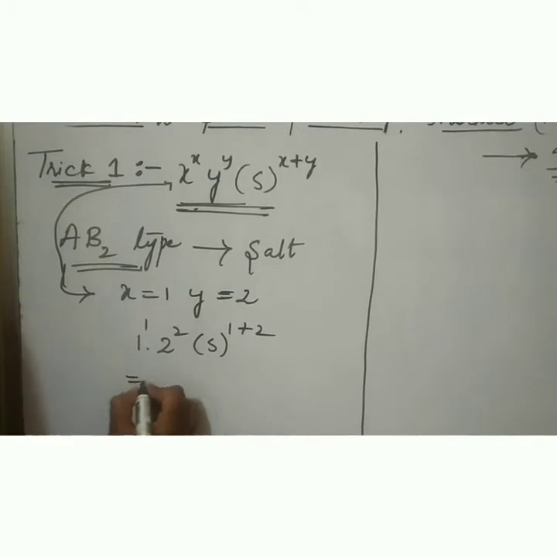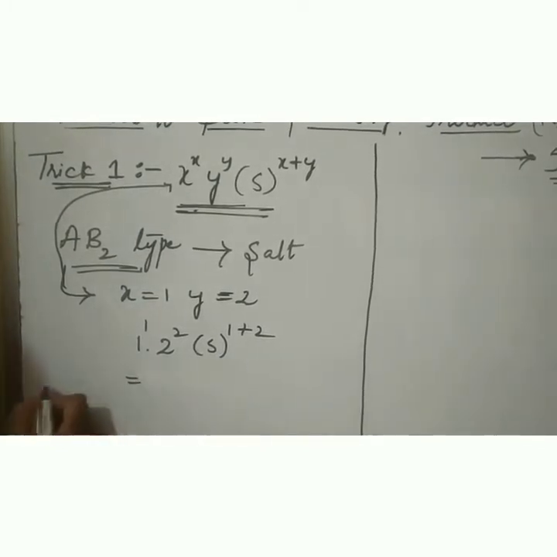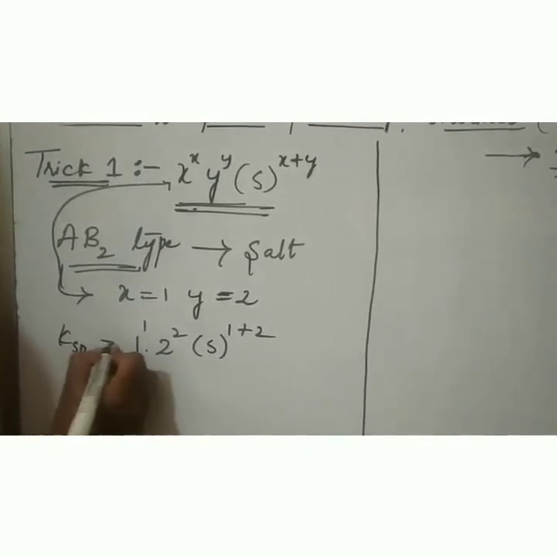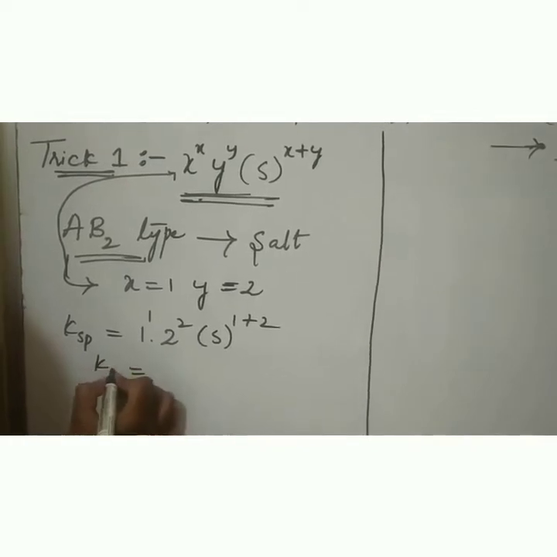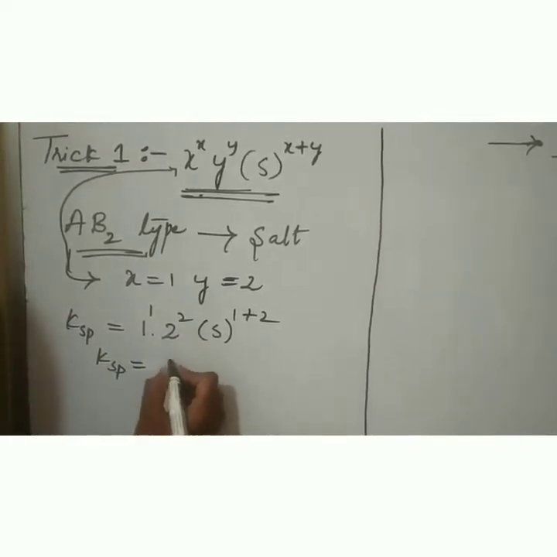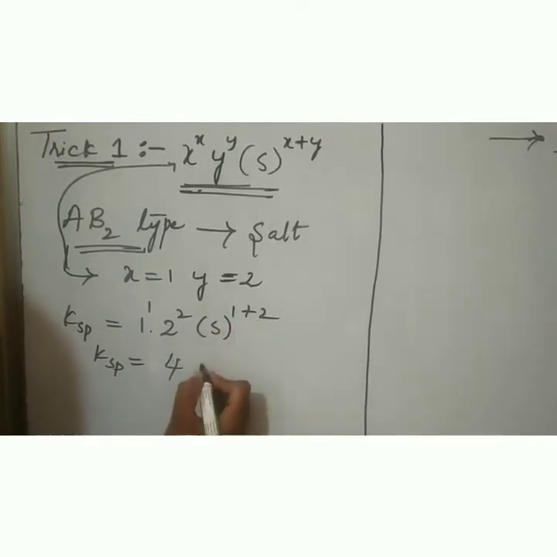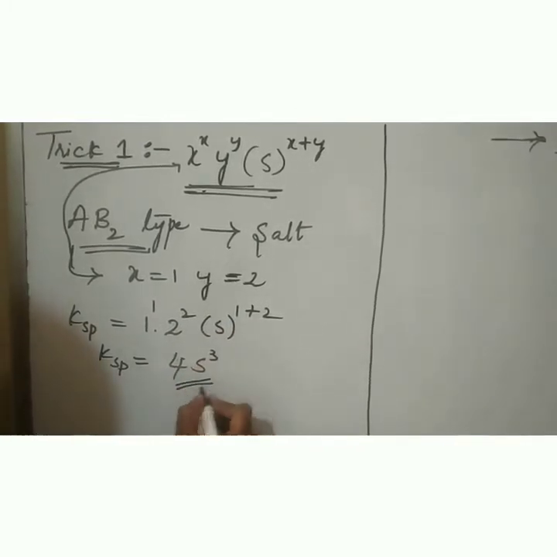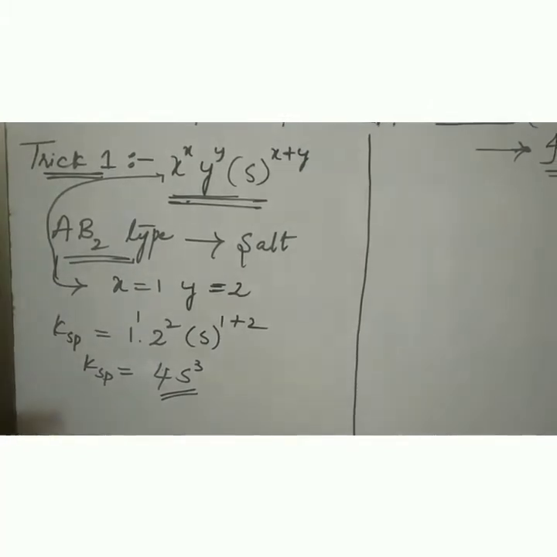Then the solubility product you will get is 1 raised to 1, 2 raised to 2 means 4, and this is s cube. See how easy it is to find the solubility product.